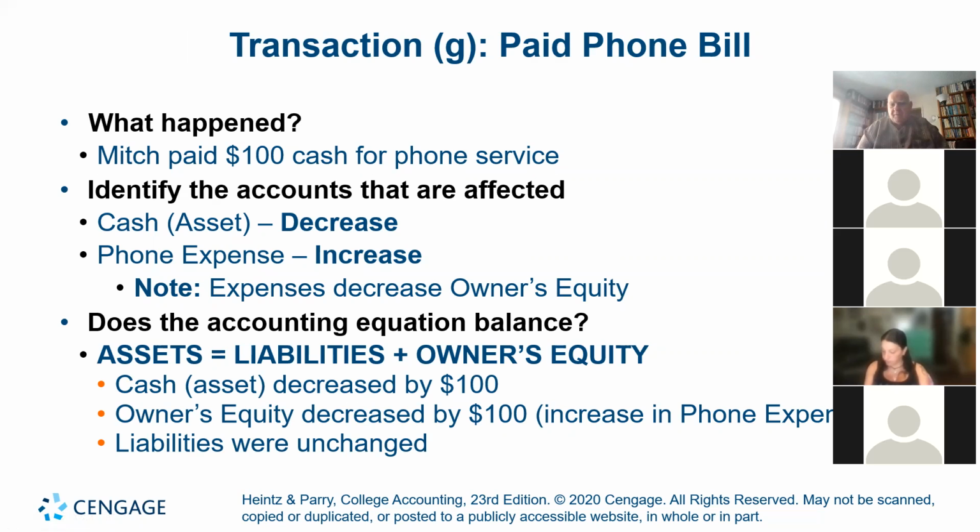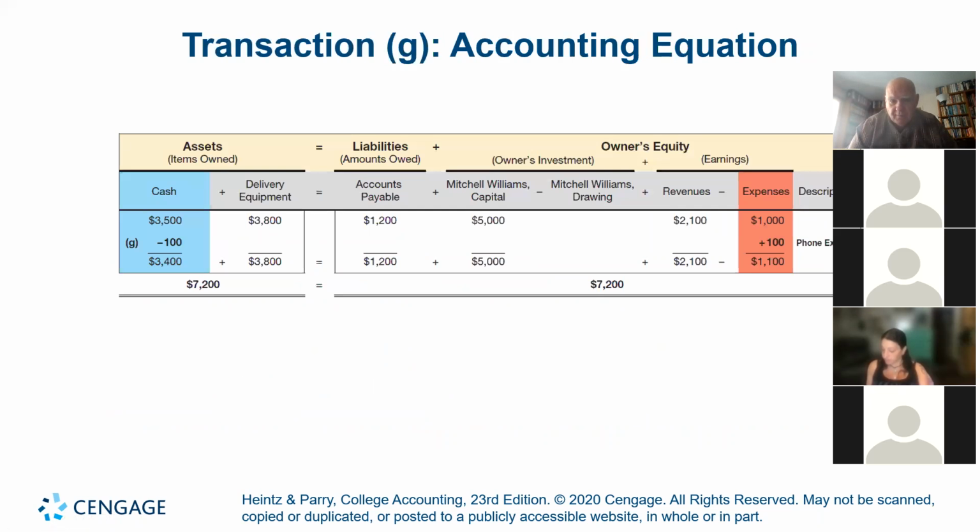Look at this. We got the phone bill too. Oh my goodness, the phone bill came in, and now we have to pay the phone bill. Well, again, cash is going to go down, and an expense called telephone expense or phone expense is going to go up. Our equity, of course, is going to go down.